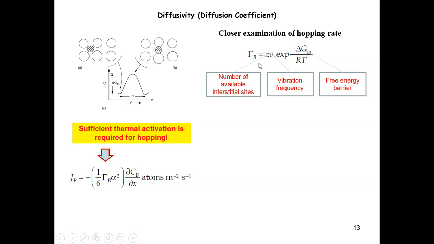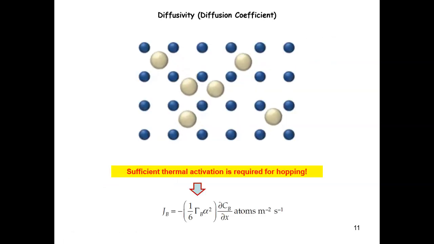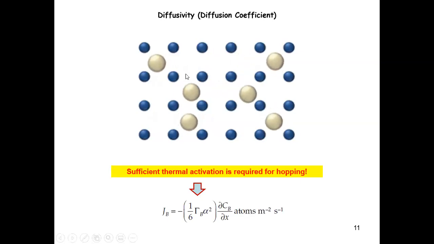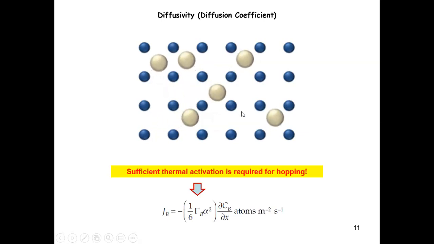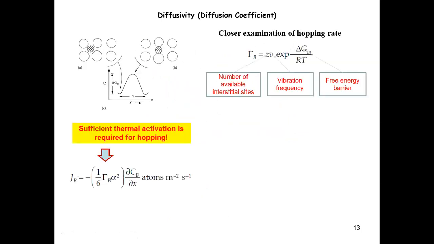Now this Z is the number of available interstitial sites, which also makes sense. If you don't have any sites, so all of the sites are already packed, like look at this guy from the initial condition, all of these guys cannot diffuse, they cannot do any hop because all the neighbor sites are already packed by other particles. Only when you have a vacant site can this guy do a hopping. So the hopping rate is also proportional to the number of available interstitial sites.